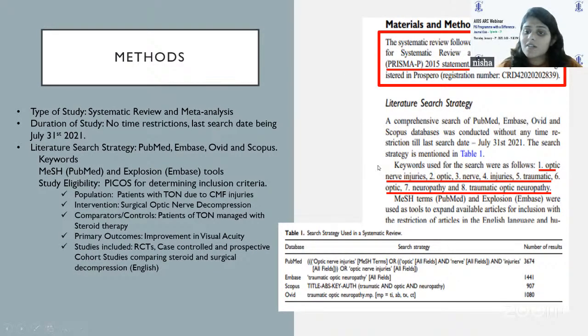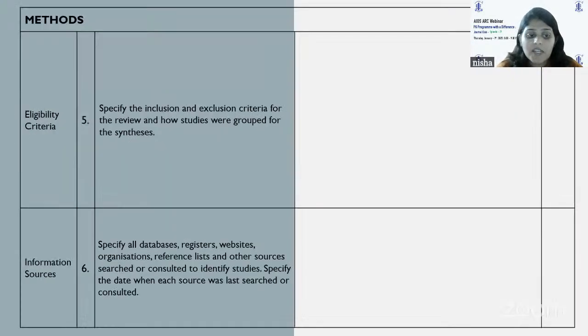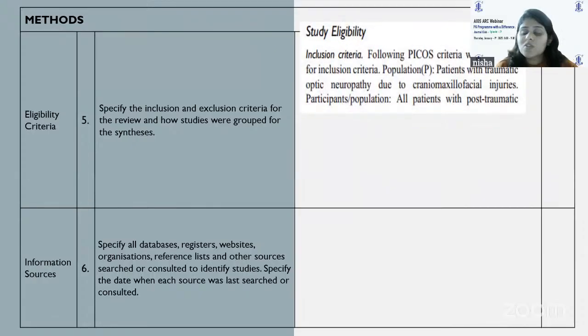The literature search strategy which was used: they had entered the keywords in PubMed, Embase, Ovid, and Scopus databases and found the articles, and they had put a last search date of July 31st, 2021. There were no other time restrictions. And for the study eligibility, what they had done was inclusion criteria.